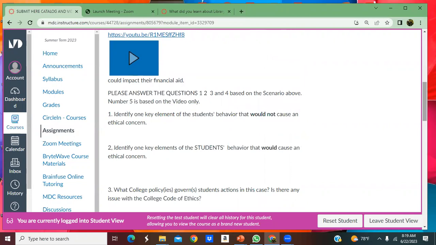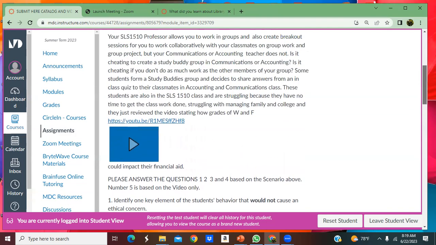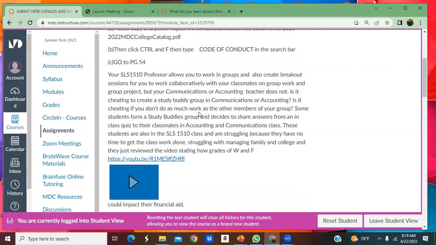Identify one key element of the student's behavior that will cause an ethical concern. I do not know. Okay. All right, my friend. Look at what's going on. What are the students doing? They're creating a study buddy group for accounting. Very good. And what else? Communication. They form a study buddy group and they decide to share answers from a quiz. So when you share answers for a quiz, is that cheating or not? That is cheating. Good. So that would cause an ethical concern.